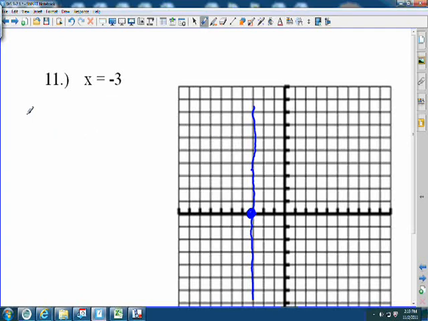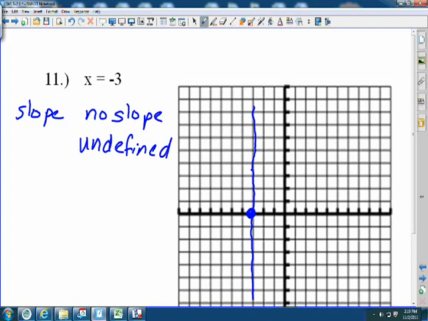So, first off, what is the slope? The slope, well, this looks like a wall. Can you run up a wall? No, there's no slope. And what's the other word we use for that? Undefined. Remember, undefined. Now, if I asked what is the y-intercept, does it cross the y-axis right here? No, so there is none. What about my x-intercept? Does it cross the x-axis? Yes, it does, right there. Negative 3, 0.